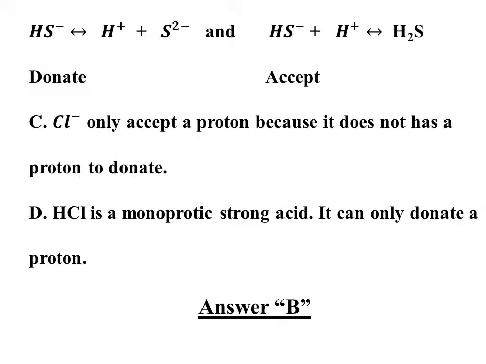C, Cl⁻ only accepts a proton because it doesn't have a proton to donate. D, HCl is a monoprotic strong acid. It can only donate a proton. It doesn't accept. The answer should be B.